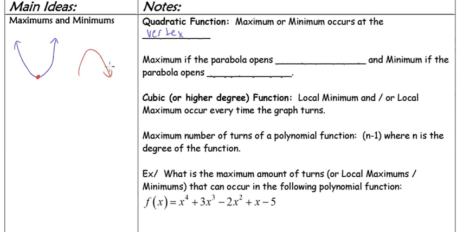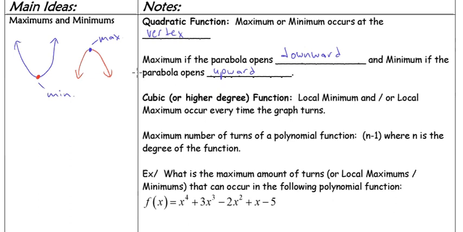Likewise, if it's opening downward, it's either got no minimum or a minimum at negative infinity. Again, kind of however you want to view that. And then the maximum is again at the vertex. So we've got maximum and minimum. The maximum, if the parabola opens downward, and the minimum if the parabola opens upward. So opening upward has a minimum, opening downward has a maximum.